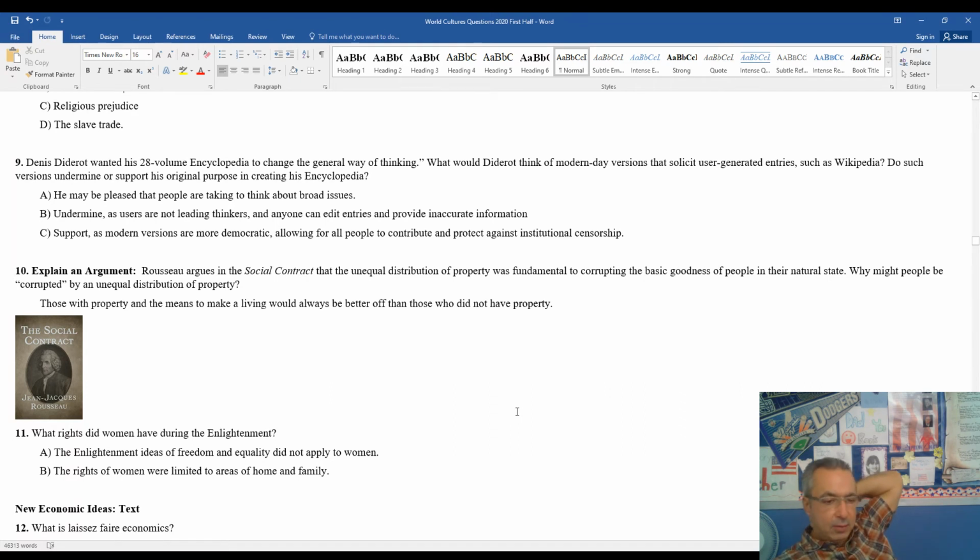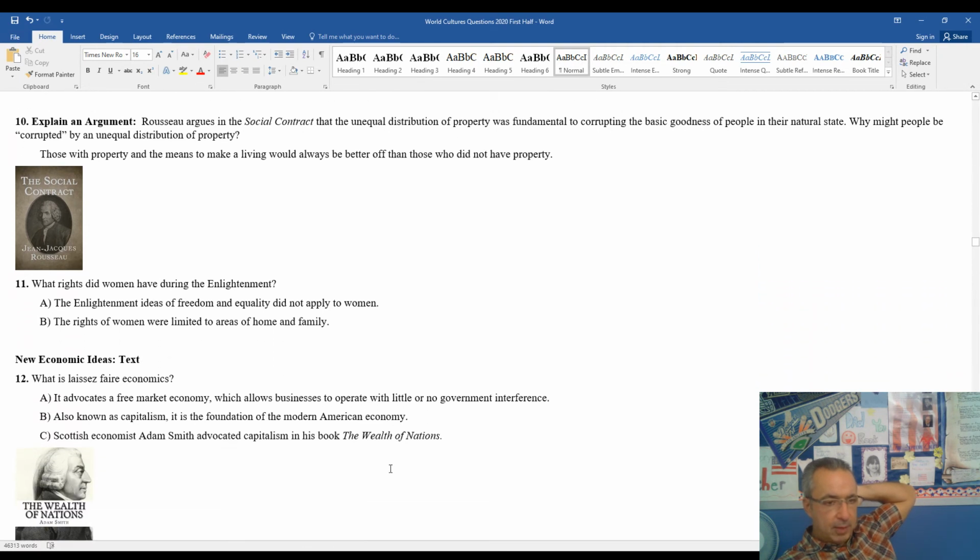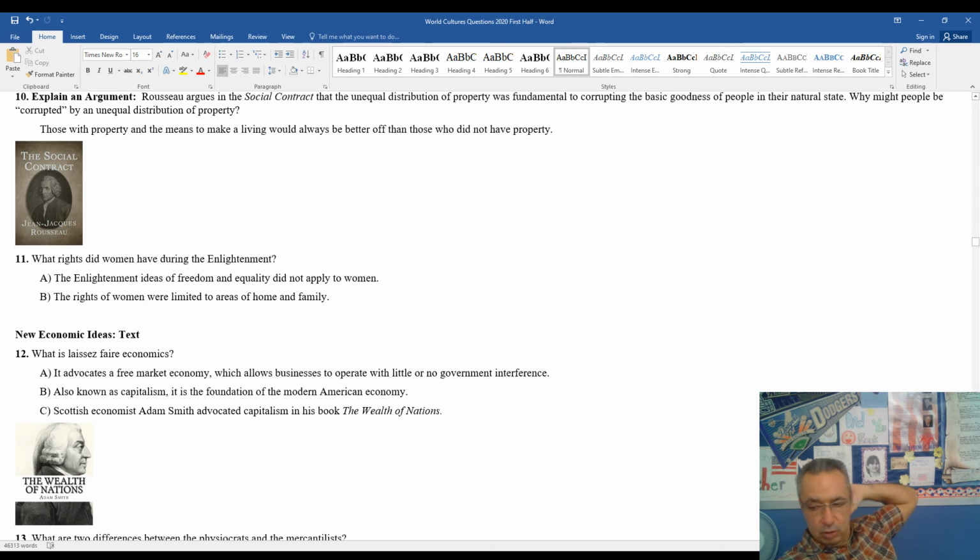(11) What rights did women have during the Enlightenment? The Enlightenment ideas of freedom and equality did not yet apply to women. They were pretty much ignored, not just during this period of time in history, but well into the 20th century. For women, their rights were limited to the areas of home and family. So quite unfortunate, but nonetheless part of history.